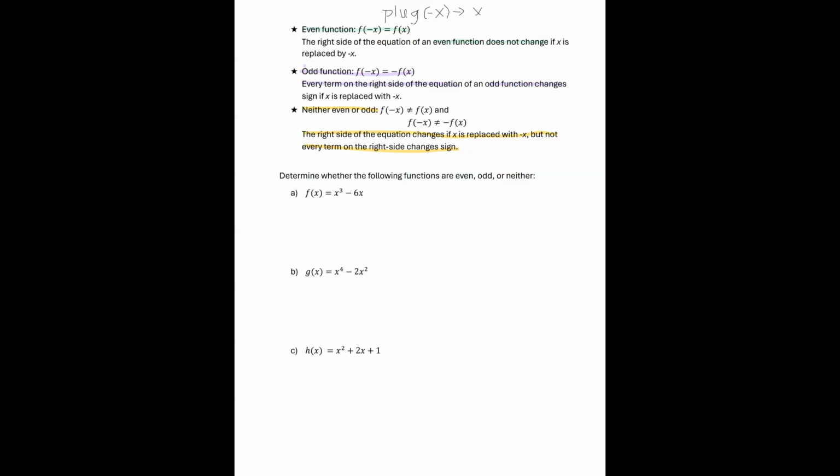Okay, let's do some problems here. Let's do pink first. On the first one, remember that we're going to plug negative x in, right? So over here we're going to have f of negative x. When we plug anything in for x, we always put it in parentheses.